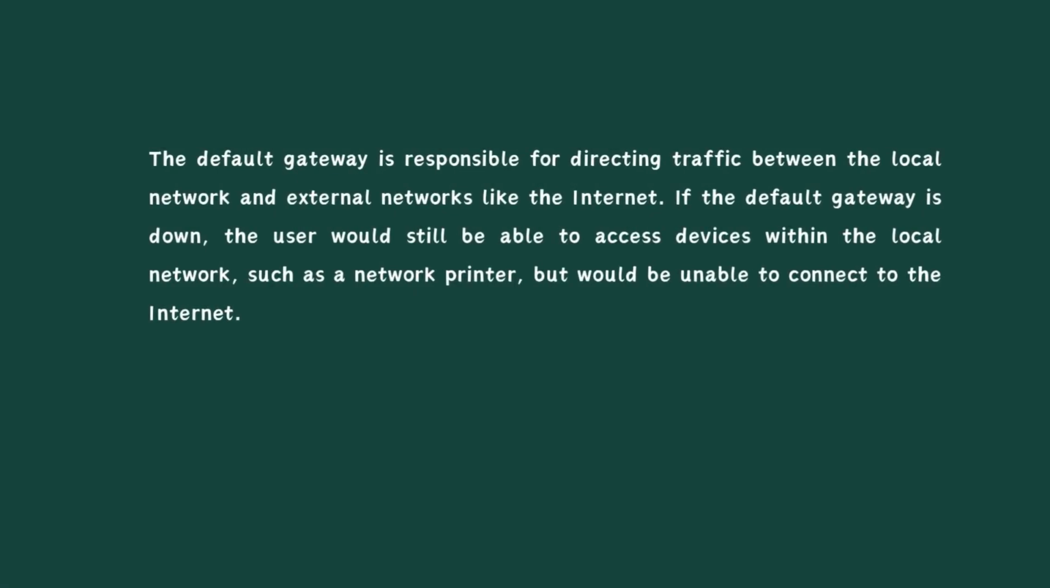The default gateway is responsible for directing traffic between the local network and external networks like the Internet. If the default gateway is down, the user would still be able to access devices within the local network, such as a network printer, but would be unable to connect to the Internet.